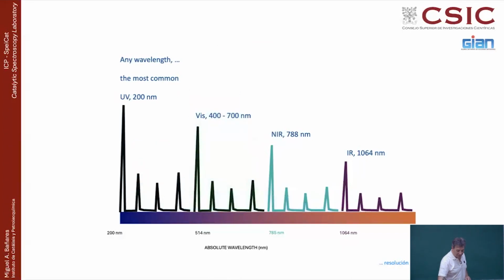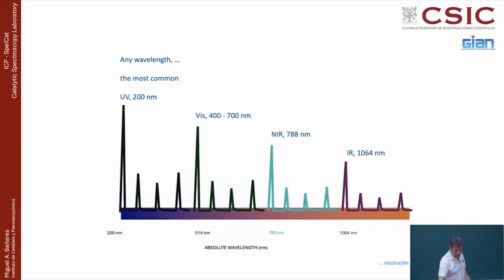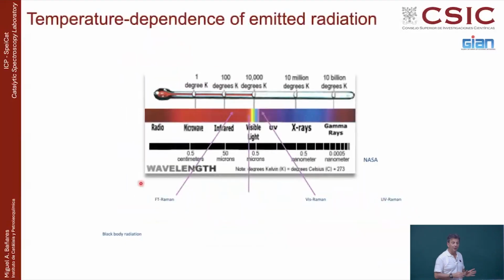But a Raman system of UV is much more expensive because all the optics have to be made of quartz. You cannot make it of glass. And also the Raman spectra will be affected by the temperature of your sample.